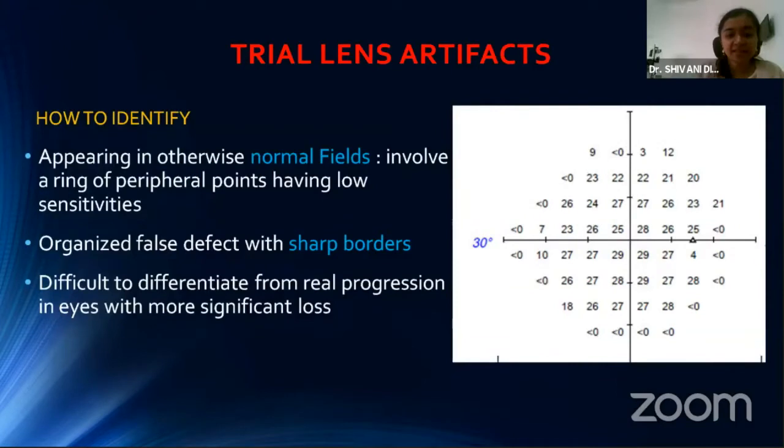These artifacts are easy to identify if they are appearing in an otherwise normal field because they involve a ring of peripheral points having low sensitivities. Here we can see, as shown by red lines, that the peripheral points are 0, but their adjacent points are showing good retinal sensitivity. So what we get is an organized false defect with sharp borders. But these artifacts are difficult to differentiate from real progression in eyes where there is more significant visual field loss.